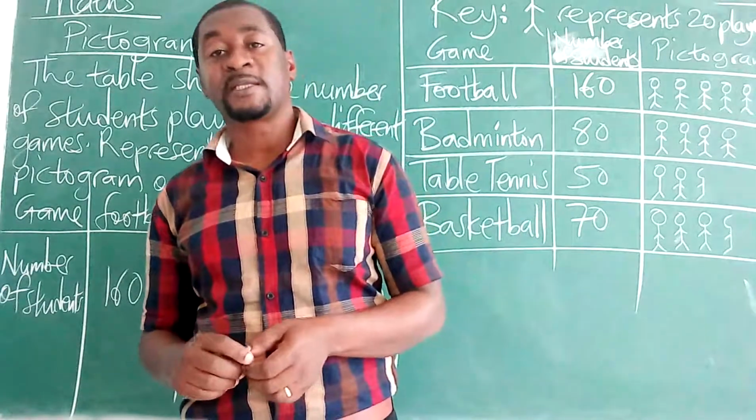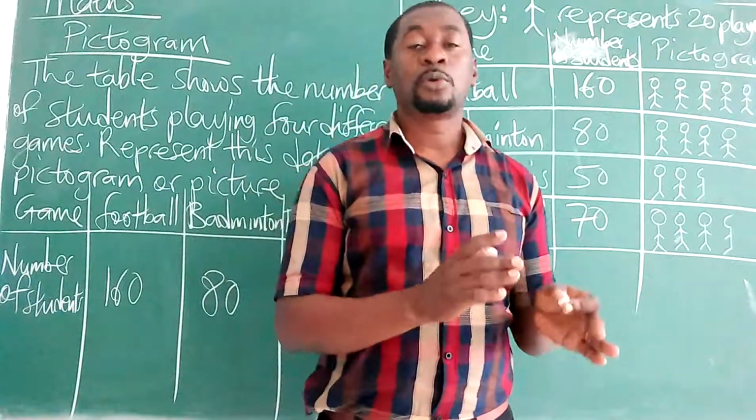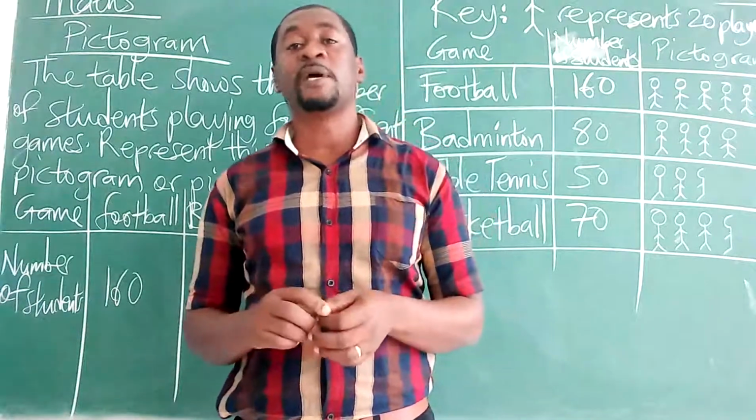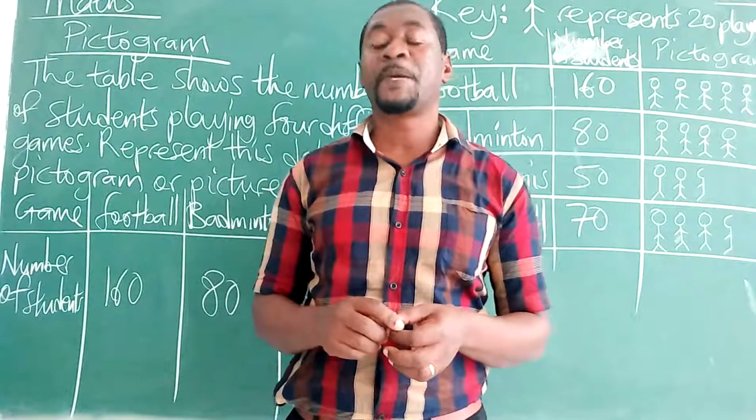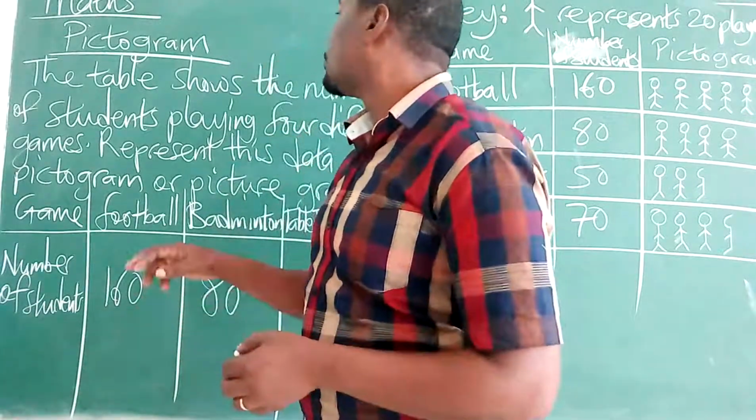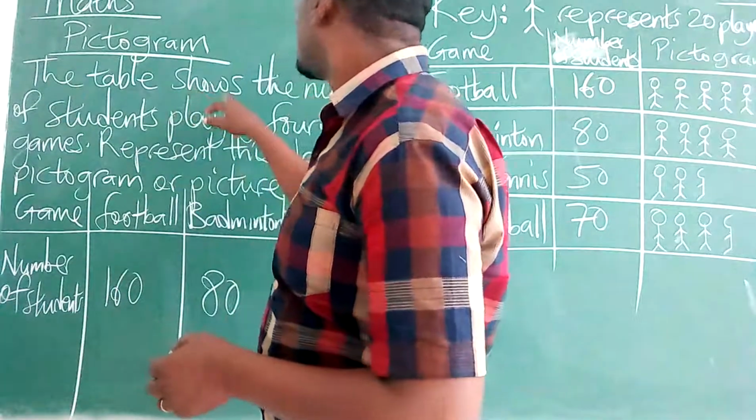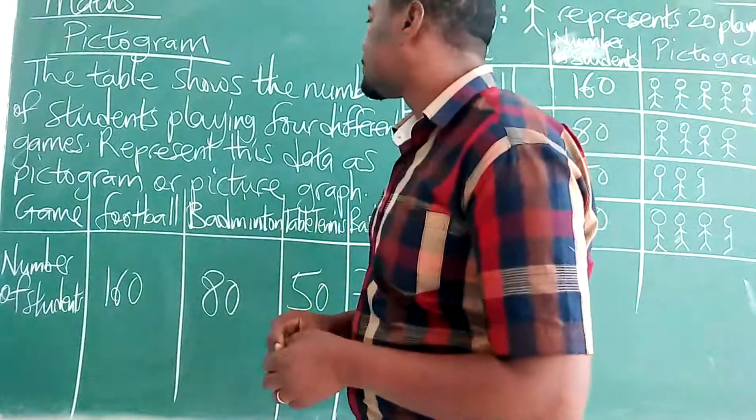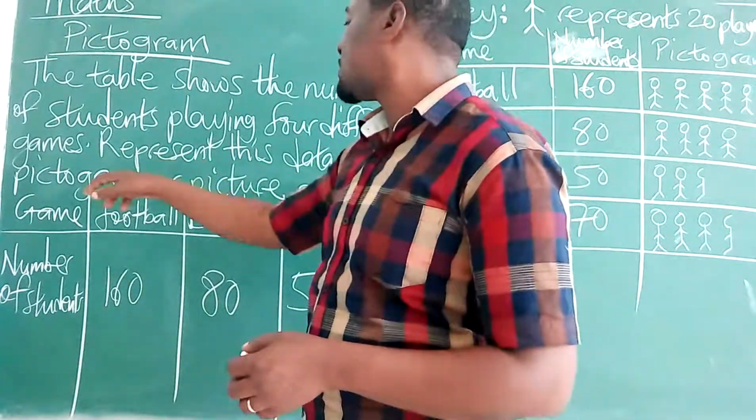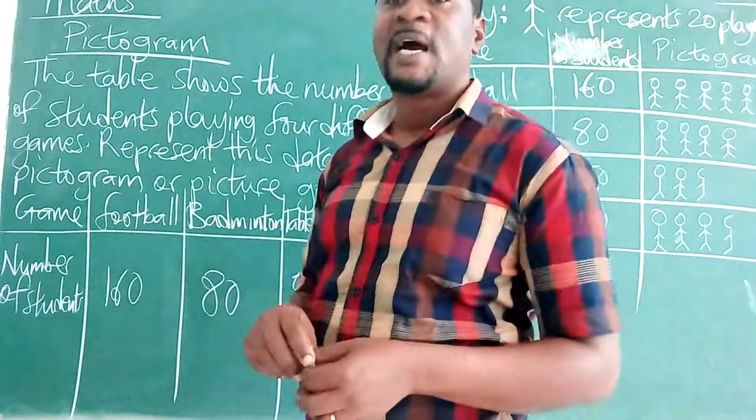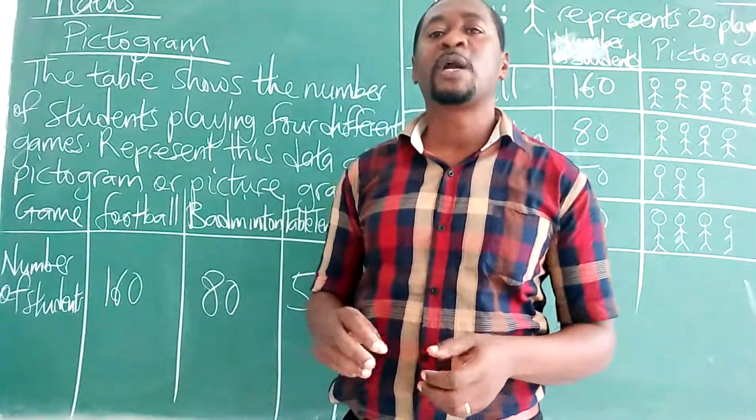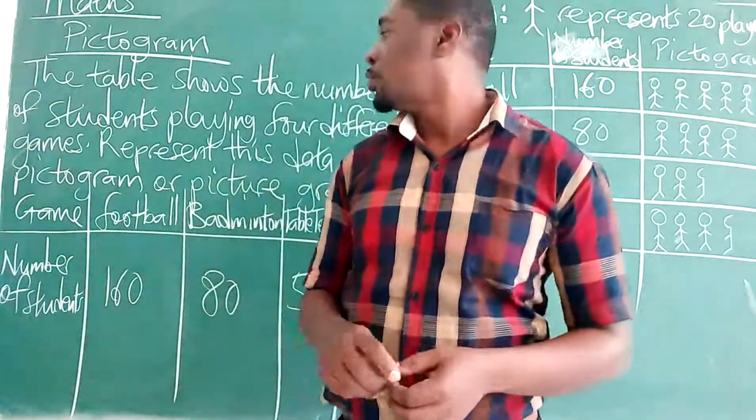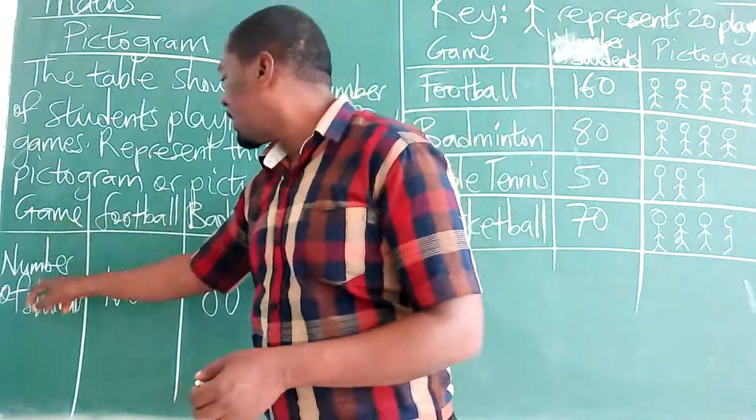This is what we learned, how to tabulate data. Collection and tabulation of what? Data. So today we have pictogram. Here the table shows the number of students playing 4 different games. Represent this data as pictogram or picture graph. In a pictogram we use pictures or drawings to represent what? Numbers.